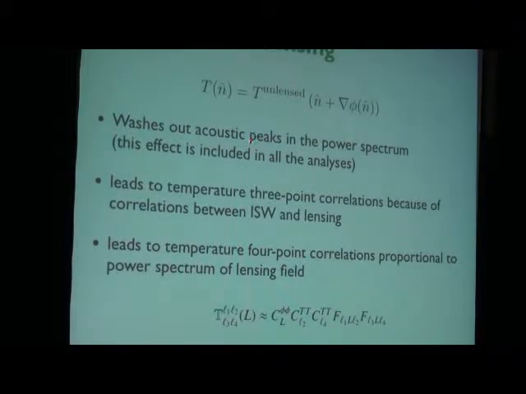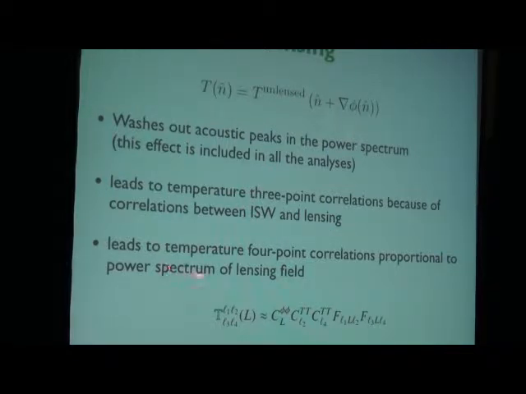And this is really included in all the analyses, so this would really bias the analysis if you didn't include it. It also leads to temperature 3-point correlations, because there's a correlation between the integrated Sachs-Wolfe effect and the lensing. This is also relatively easy to understand. So the integrated Sachs-Wolfe effect, as we heard in the talk yesterday, is due to the time evolution of the gravitational potentials. The lensing is due to the spatial derivatives of the potentials, but we know that these are related by the equations of motion, so you get some correlations between them.